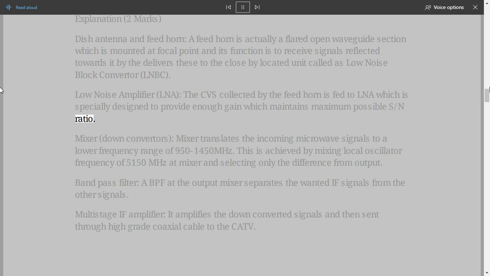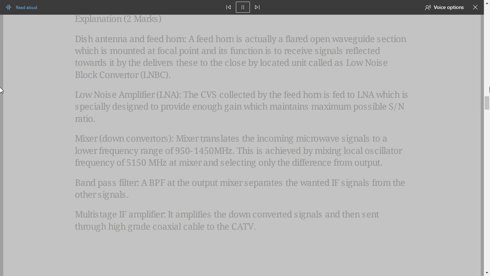Mixer, down converter: the mixer translates the incoming microwave signals to a lower frequency range of 950 to 1450 MHz. This is achieved by mixing local oscillator frequency of 5150 MHz at the mixer and selecting only the difference from the output. Band pass filter: at the output of the mixer, it separates the wanted IF signals from other signals. Multistage IF amplifier: it amplifies the down converted signal, which is then sent through high grade coaxial cable to the receiver.